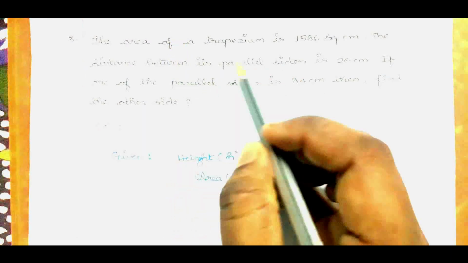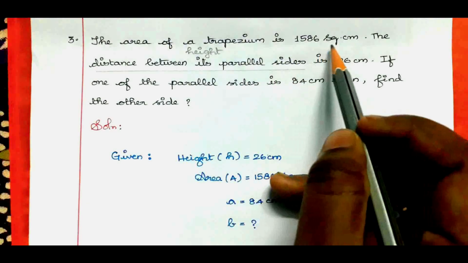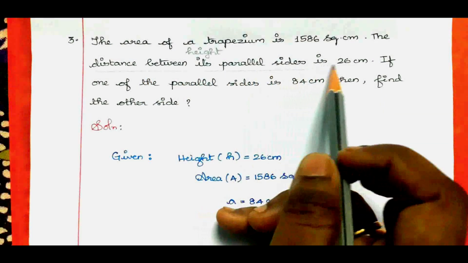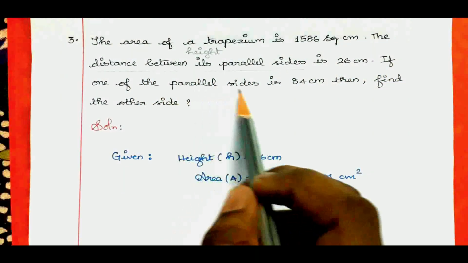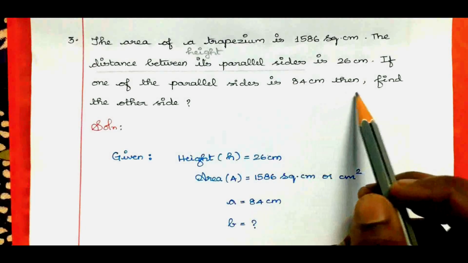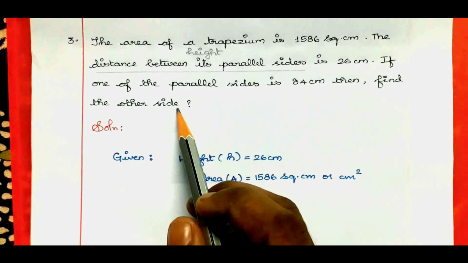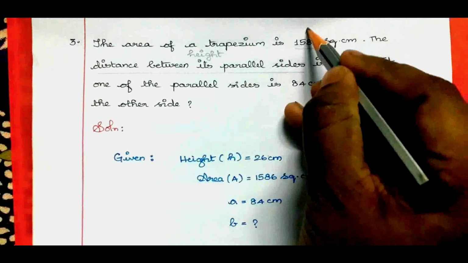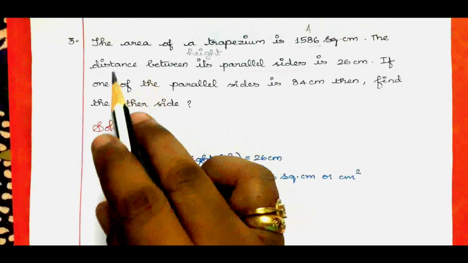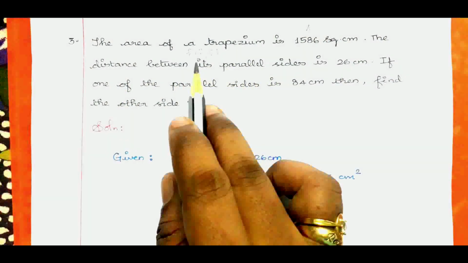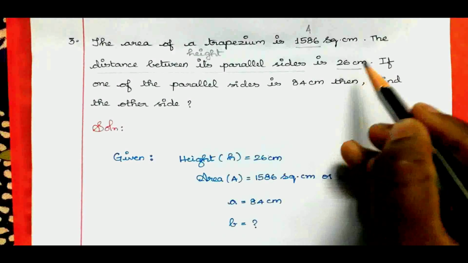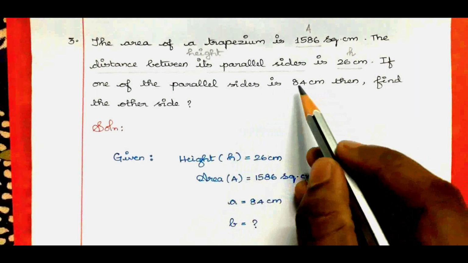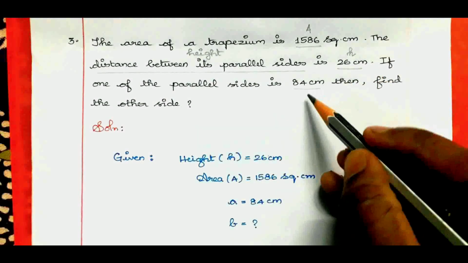Third question, the area of a trapezium is 1586 square centimeter. The distance between its parallel sides is 26 centimeter. If one of the parallel sides is 84 centimeter, then find the other side. So from the question we are clear that area A is nothing but 1586, and the next statement, distance between its parallel side, it represents the height. Therefore 26 centimeter is nothing but the height, and one of the parallel side you can take A or B. I am going to take it as A.